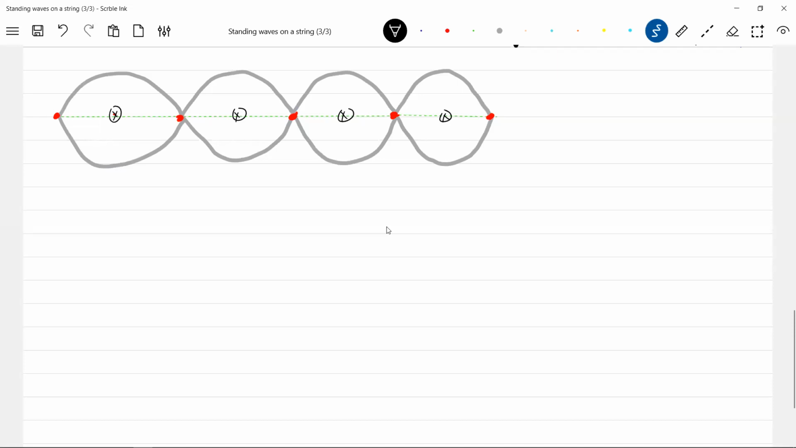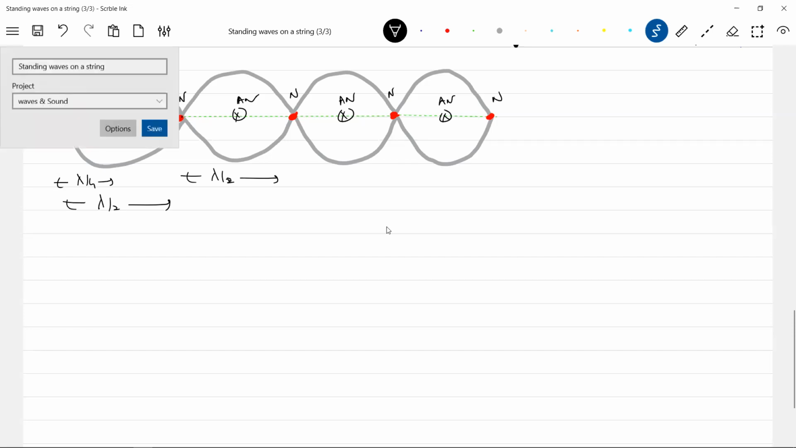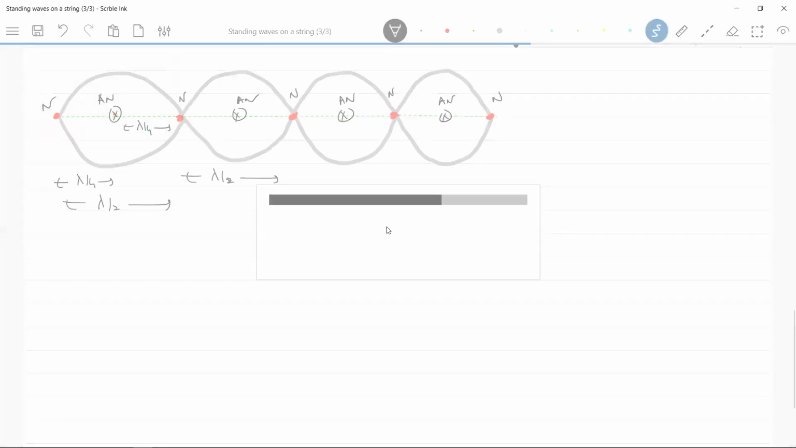What is the distance between node and antinode? Lambda by 4. Distance between adjacent nodes, lambda by 2. Okay, fine. These are called nodes. How many nodes, how many antinodes? That depends upon the condition that we'll see later on.